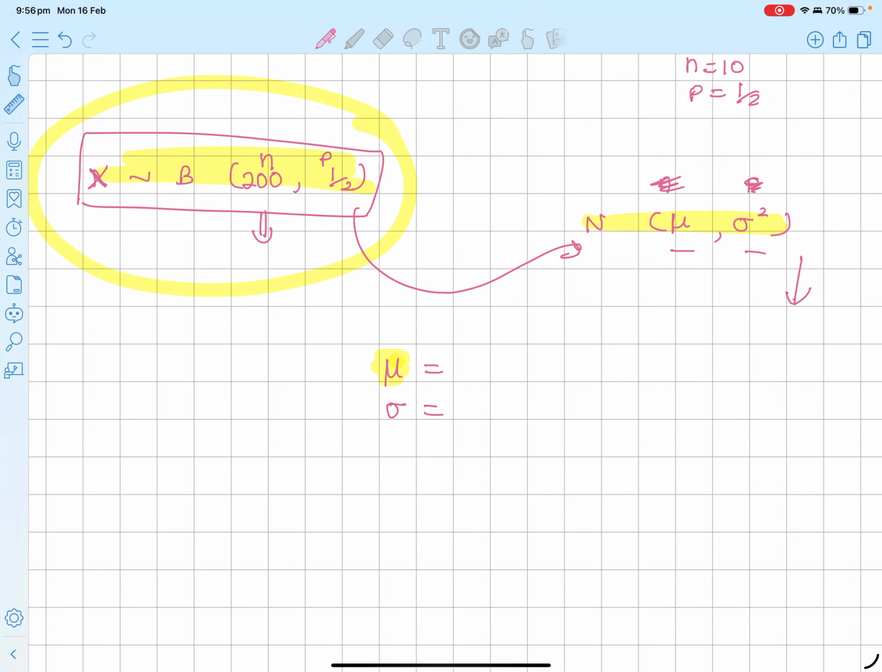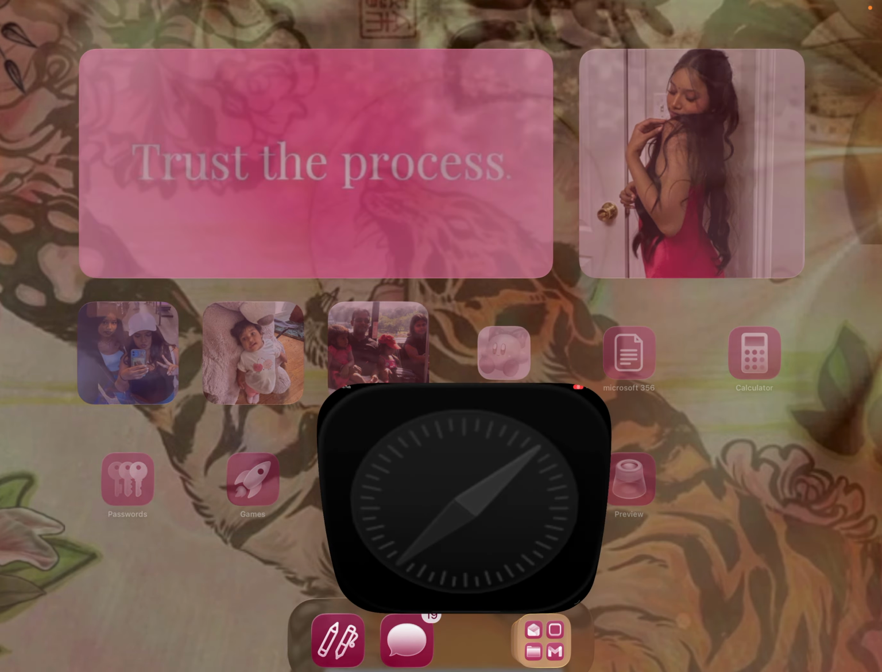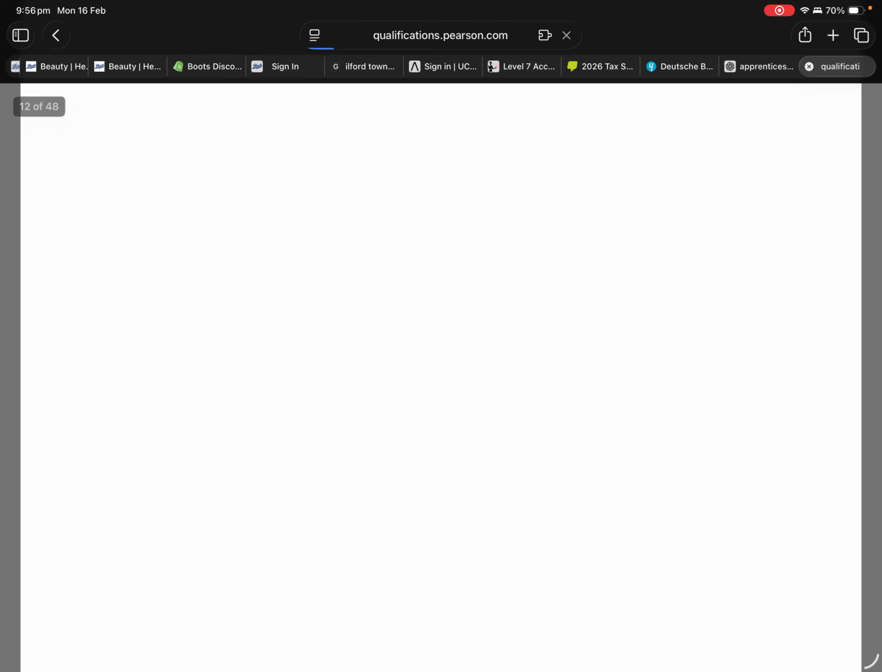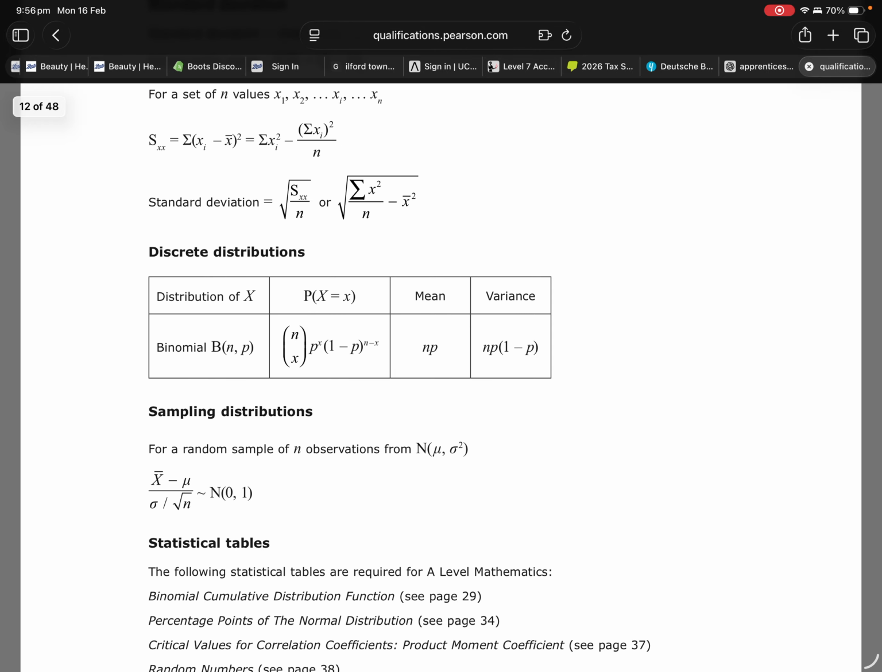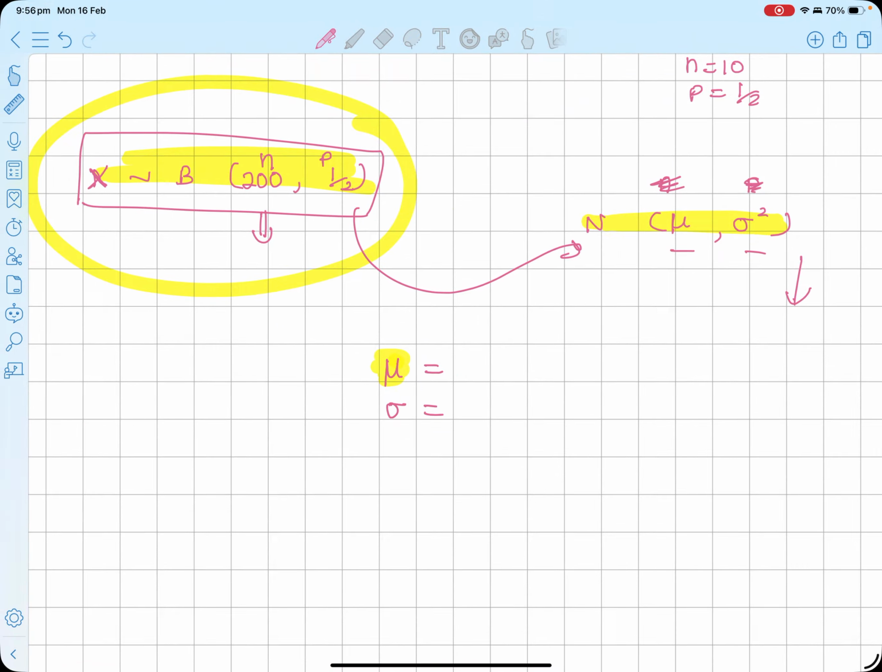I'm thinking that it's in the formula sheet. So in the formula sheet, if you go into discrete distributions, it says mean np, and variance np times 1 minus p. So it says these two things. That's exactly what I'm going to use. Your mu is np. Sigma is np times 1 minus p, and then square root this because it's standard deviation.